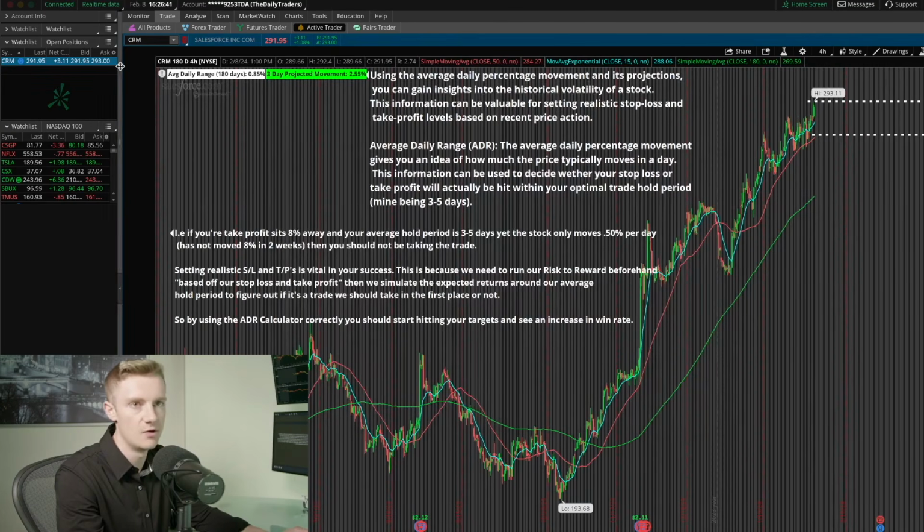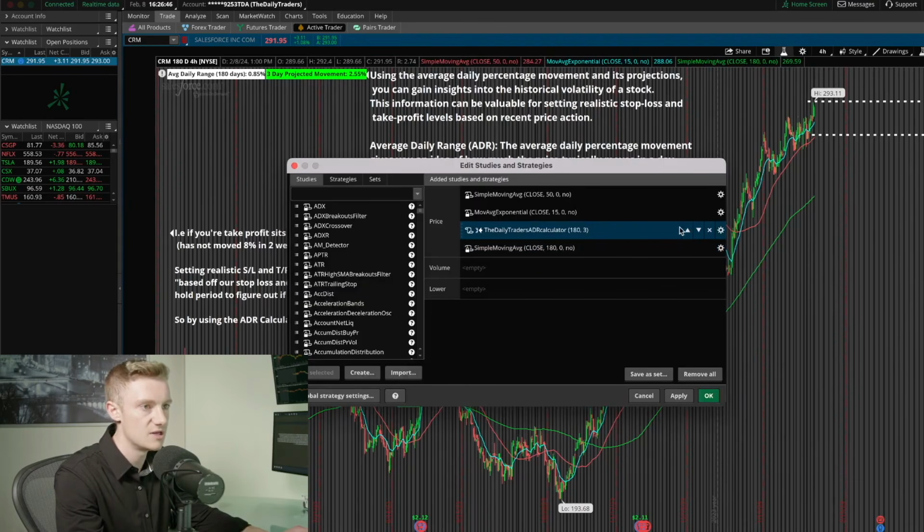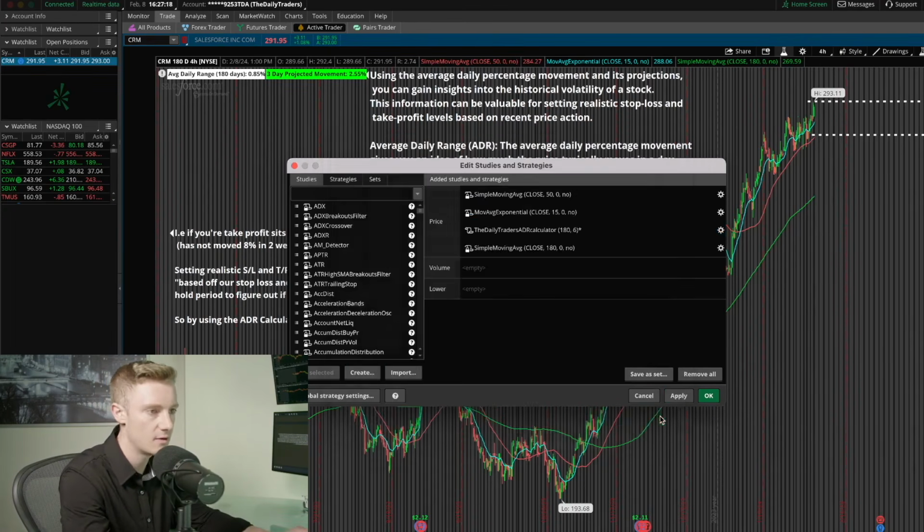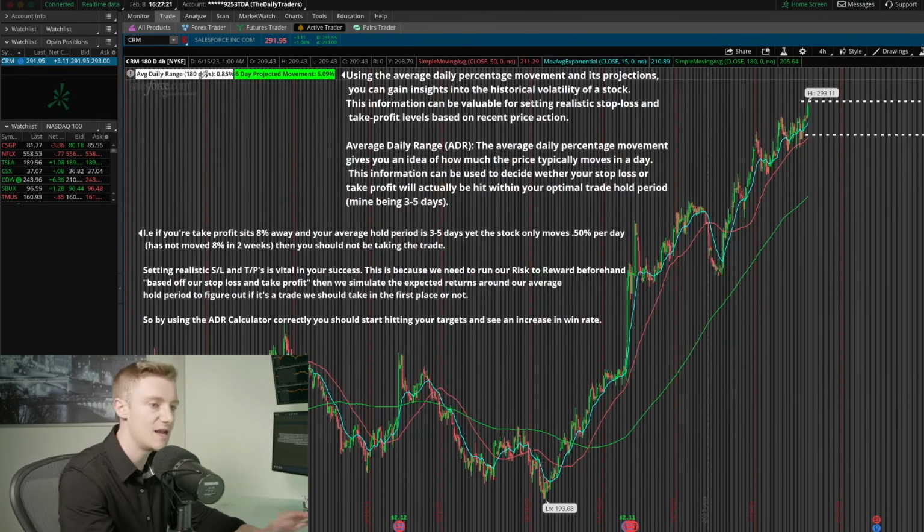Okay, now it's got this annoying border. Let's change that. So let's go back to here. Let's go to Daily Traders ADR Calc. Let's click on settings. And then left axis, we're gonna uncheck. And again, this is the length. I recommend keeping it at 180. Again, this has to be used on the 4-hour time frame. 180 days is gonna give you the most accurate representation of that average daily range and the projected move. This is your optimal or average hold period and the longest end of that. So on average, you're holding a trade 6 days. So 6 days. Okay, apply. Okay, there you go. That is the ADR calculator.